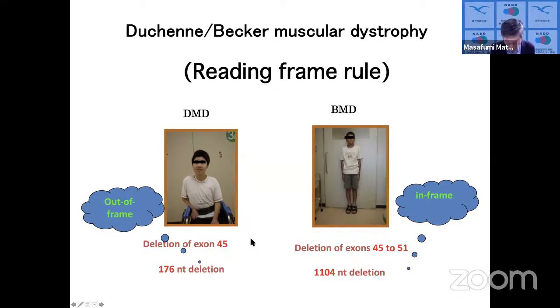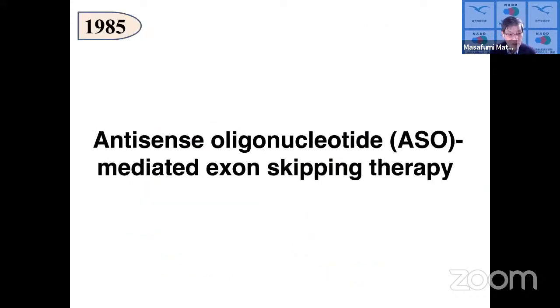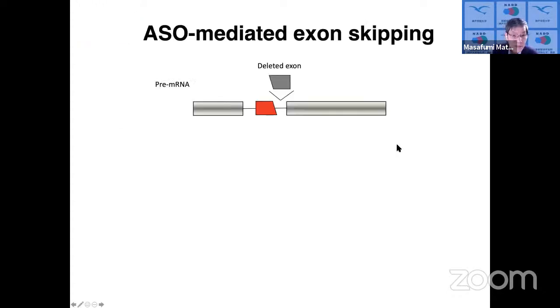So in the next step, I would like to explain the treatment for DMD to bypass the deletion. That is called antisense oligonucleotide, ASO, mediated exon skipping therapy. We proposed that in 1985. The principle of exon skipping is shown here.